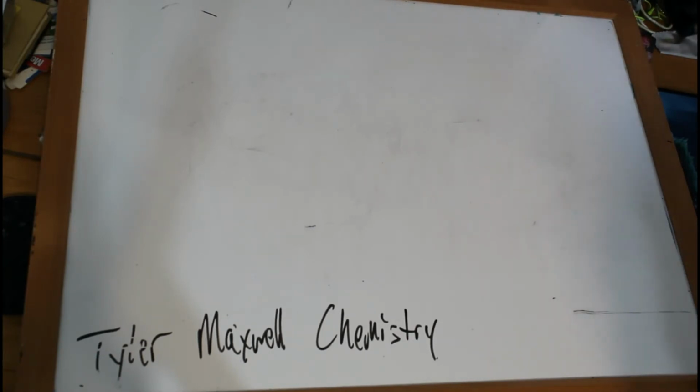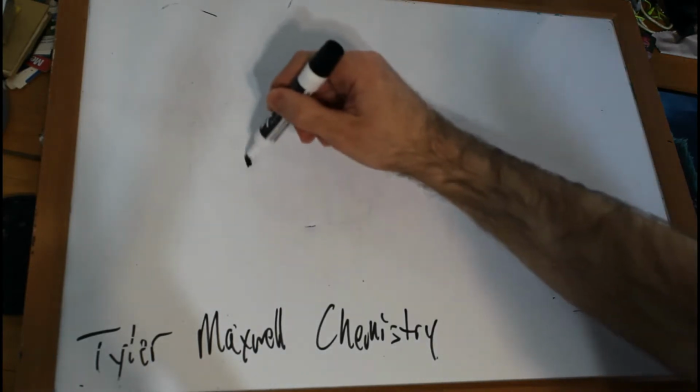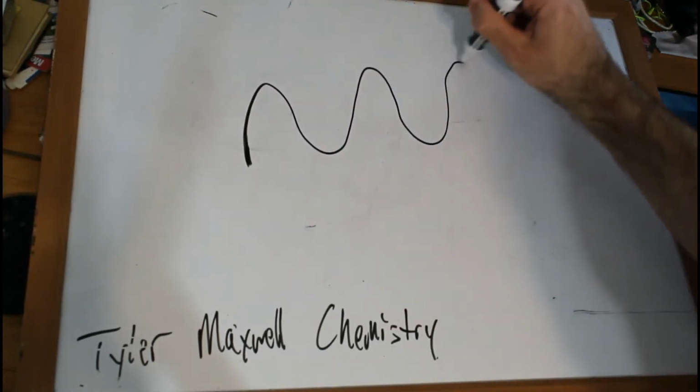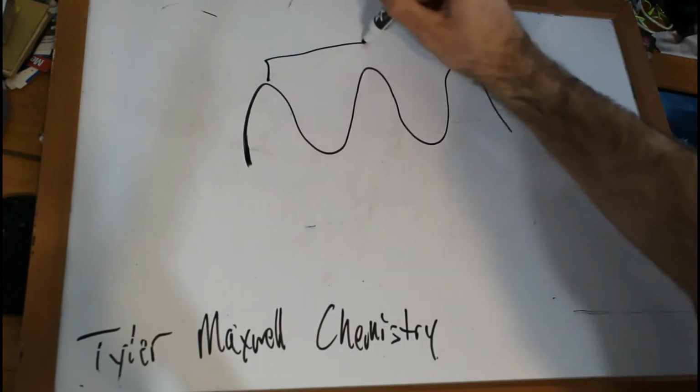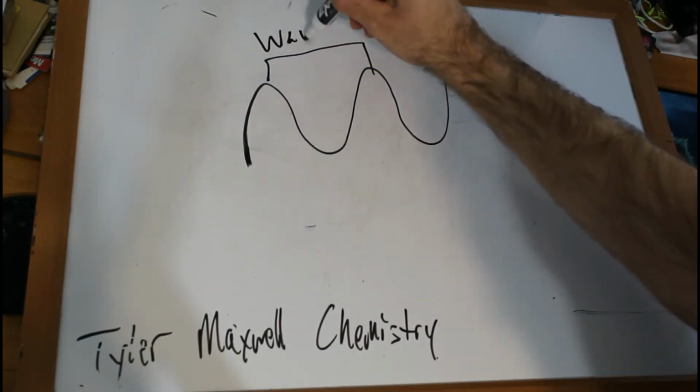Today we're going to be learning about chapter 7, which is dealing with electromagnetic radiation, aka light. And light's cool because it exists as both a particle and a wave. And we're going to focus mostly on the wave portion of light. And waves have distinct properties. One of those properties is called wavelength.